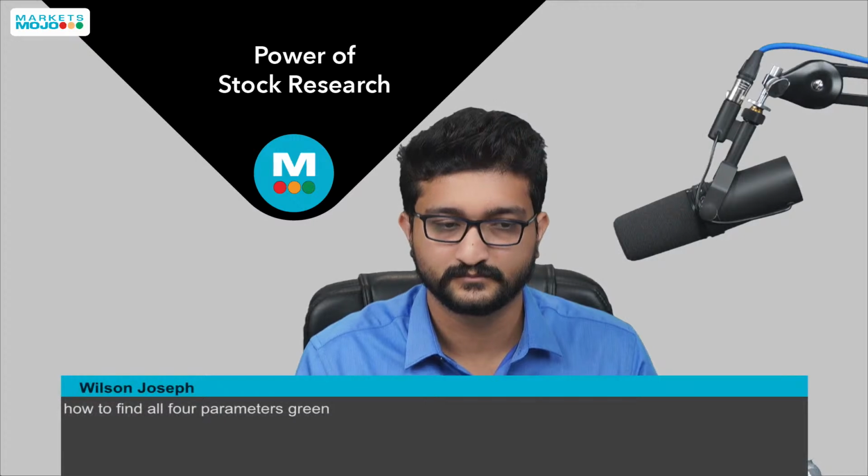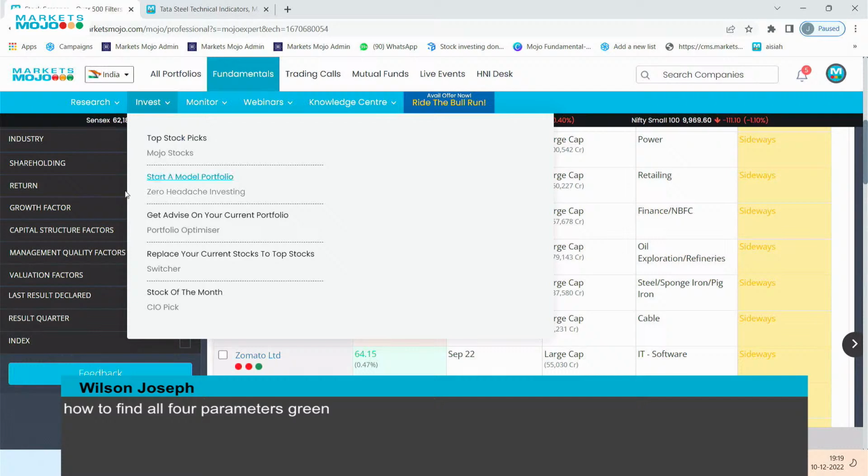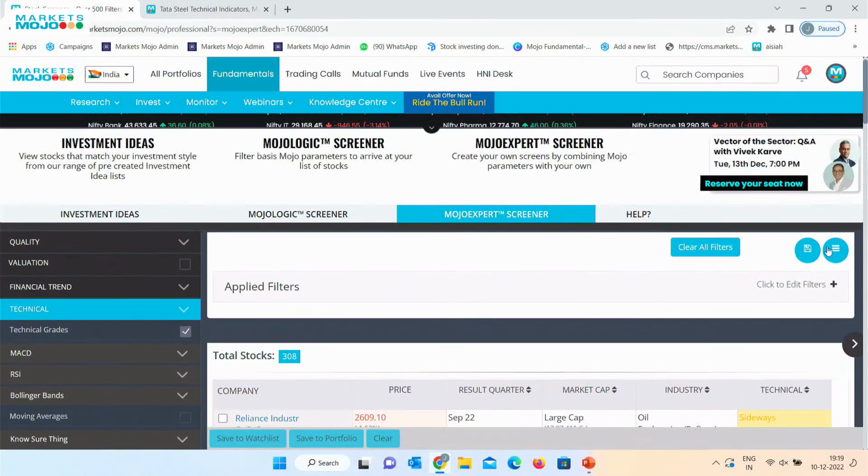We have a next query by investor Wilson Joseph. How to find all 4 parameters green? Very simple, sir. Just share my screen again. All 4 parameters green, very simple, a very basic screener. You can apply it over here.